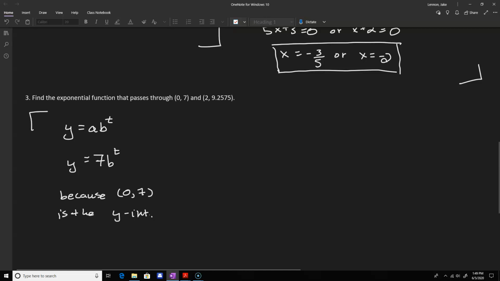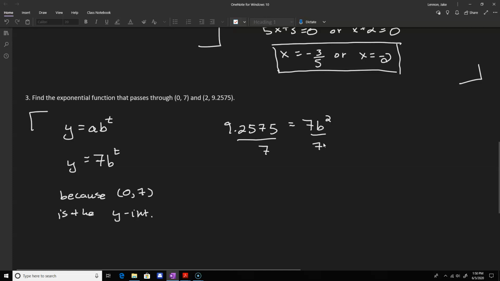So now all we have to do is plug in our other point into this function. Replace y with 9.2575, and t will become 2. So we get 7 times b squared, and then we can just solve for b. Divide both sides by 7, and then take the square root.